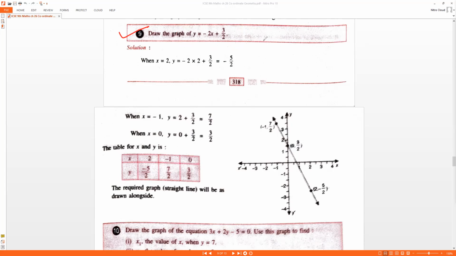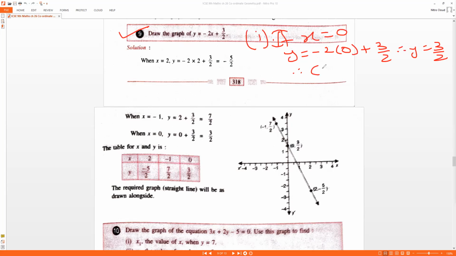So here, let's say we'll assume x is equal to 0, for instance. Okay, so if x is equal to 0, y will be minus 2 into 0 plus 3 upon 2. Therefore, y will be 3 upon 2. Okay, the point will be 0, comma 3 upon 2. Correct? Sir, instead of fractions, we can use decimals. Yes, you can. 3 upon 2 is 1.5.